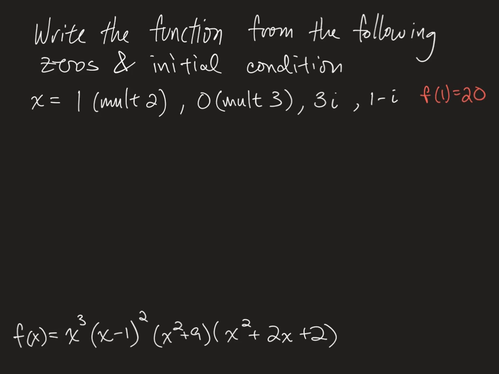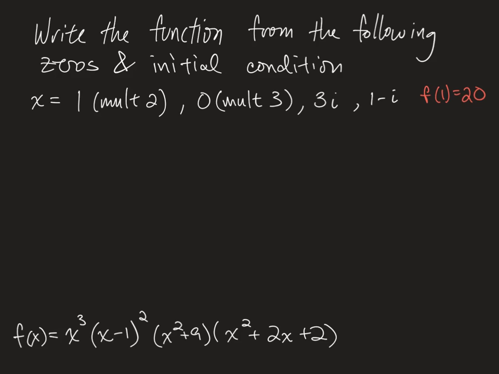For this last example, not too bad. We're just going to go in the reverse order of everything that you've already seen in this video. We will be given some zeros, like 1, 0, and some imaginary ones, and an initial condition, which corresponds to a point of the graph of the function. And we want to create the function down here. And this is most of the function. We'll get to the missing piece of this function in a moment.